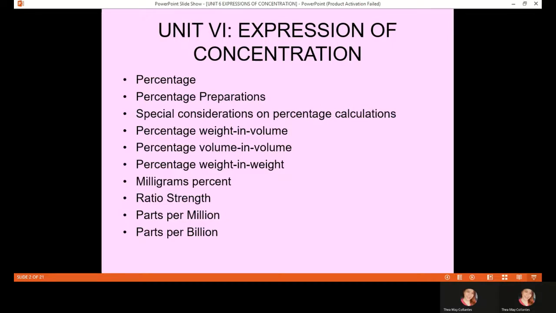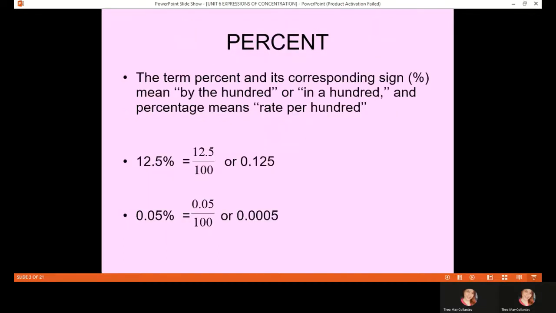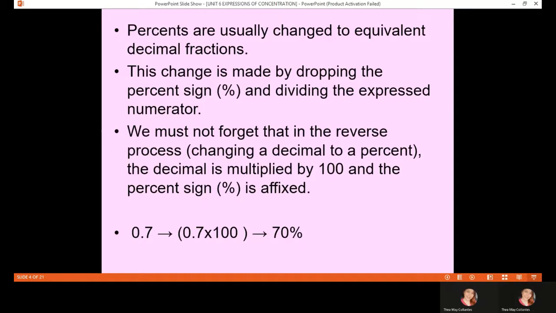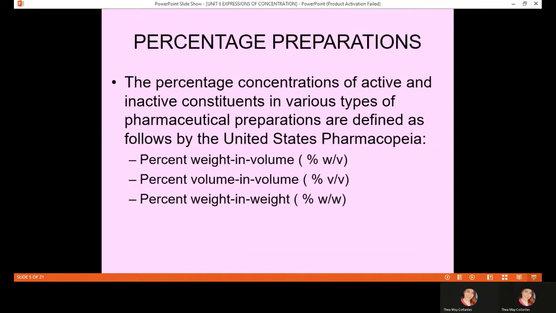And this is just an overview of what percent is. As you all know, percent is the one that we are ratioing to 100. It's a term corresponding to the sign percent, meaning by the hundred, or in 100, or rate per hundred. So if you have 12.5%, it means that there are 12.5 parts or grams per 100 ml of a certain solution. You can read all of these things and we will proceed with the different percentage preparations.